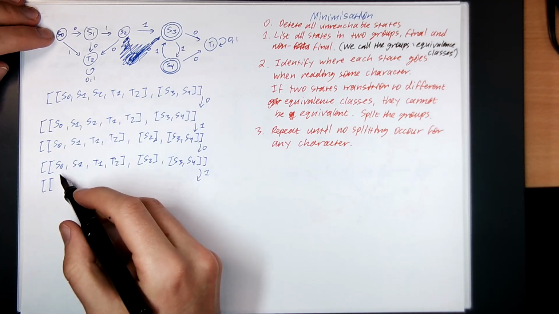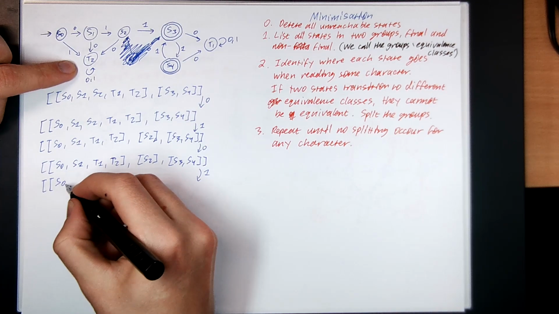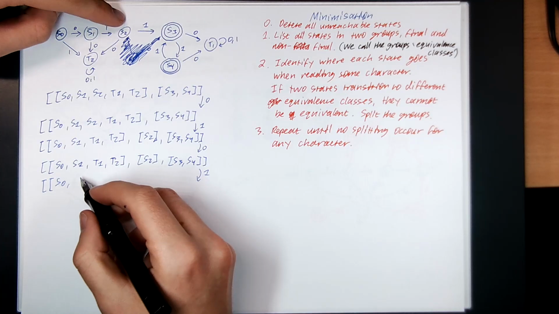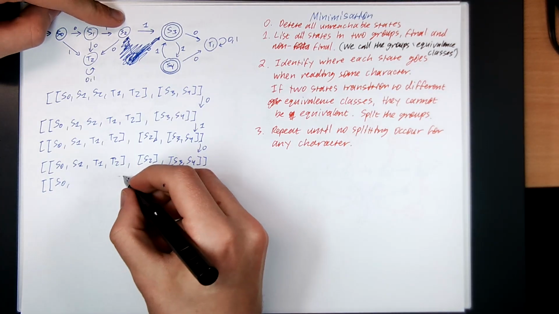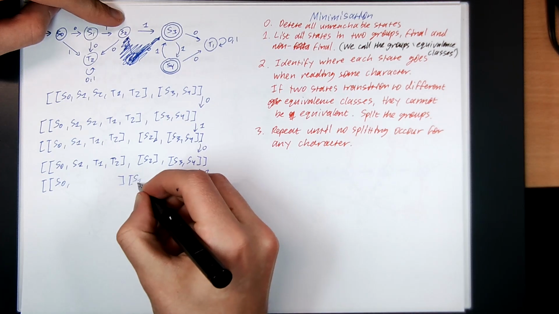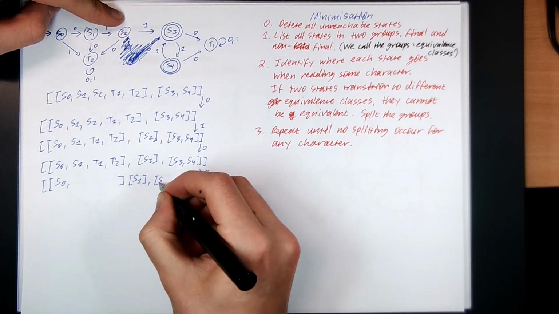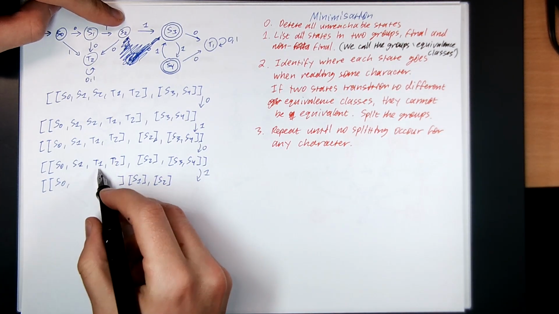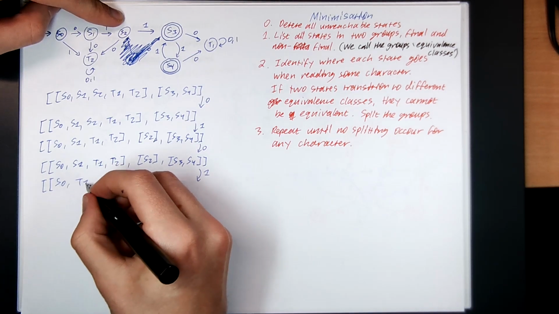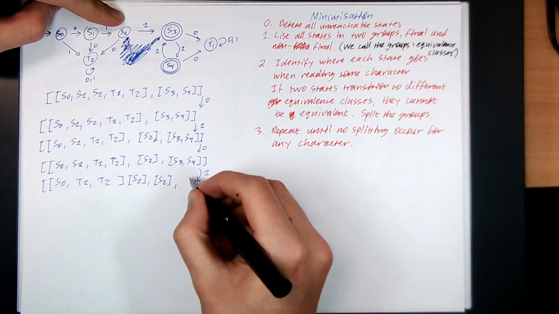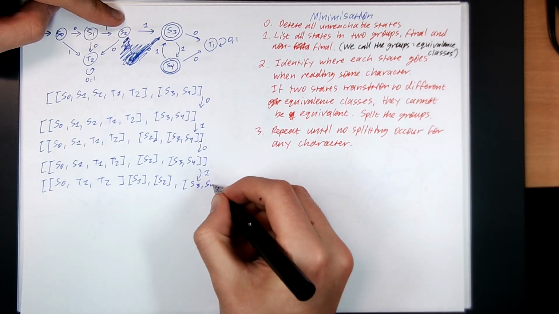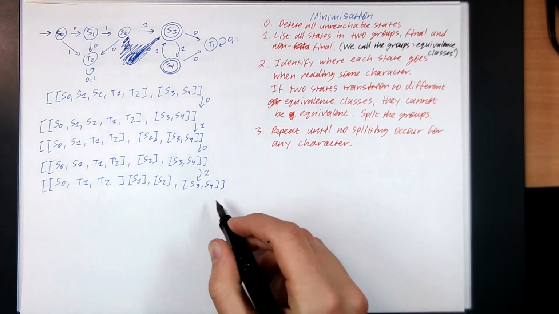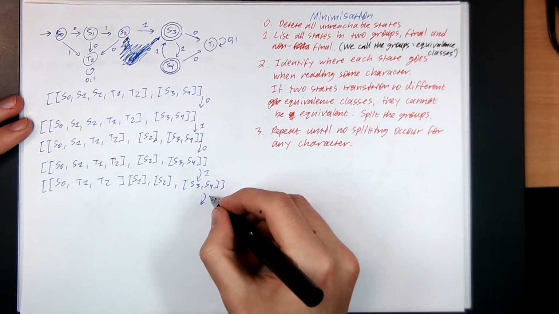S0 under a 1 goes to T2. S1 under a 1 goes to S2, and S2 is no longer a member of this group anymore. That means S1 is different. So we'll put S1 by himself. T1 goes to T1, T2 goes to T2. And we already know S3 and S4 don't split on the 1. Something happens, so we're going to do the algorithm again.